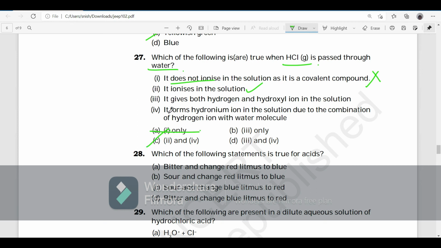Let's check the rest of them. It gives both hydrogen and hydroxyl ion in the solution. Basically, this hydrogen does not exist as H plus. It will combine with water to form H3O plus, the hydronium ion. So this is incomplete and it should be hydronium ion, right? So this is correct. So 2 and 4 are correct.